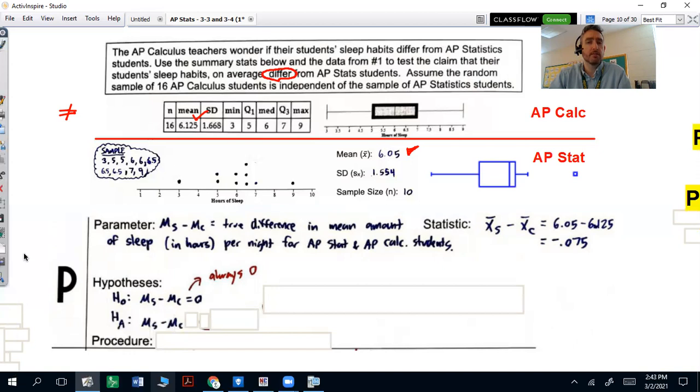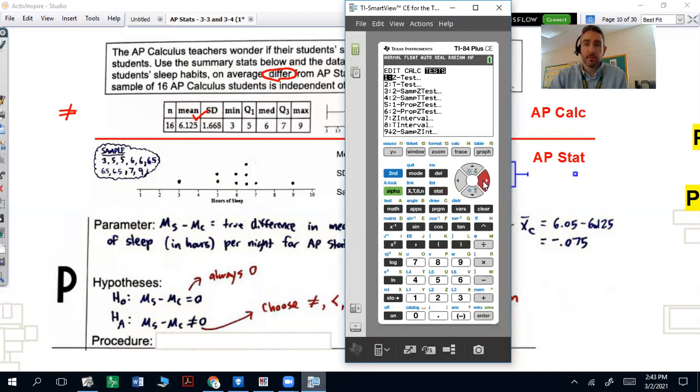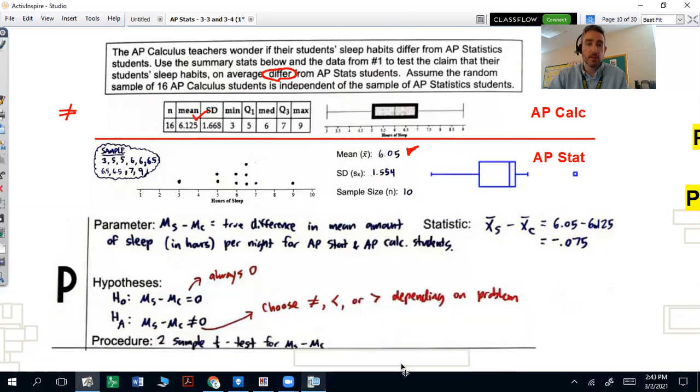mu of S minus mu of C. This is where the not equals comes in because it's a difference. So we have to read the problem carefully. Now, remember, you have to choose that depending on the problem. If the problem says A is going in one direction, you use one of those inequality symbols. And then we identify the procedure. Well, we have 2 samples. So do you want to guess what this one is? This is a 2-sample t-test, not a 1-sample t-test, 2-sample. So our procedure is a 2-sample t-test for the difference in the 2 means. Pause to write this down.